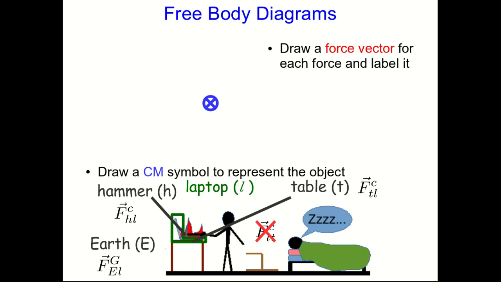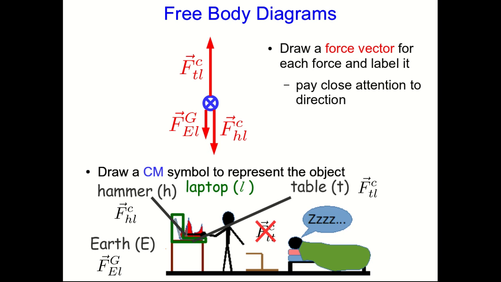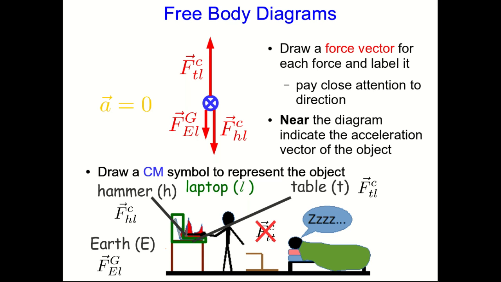Now draw the force vector for each force that you've already identified and label it. Pay close attention to direction. If you know some force is bigger than another, you might as well draw it that way, but now isn't really the time to be worrying about how big these forces are. Just get them pointed in the right direction. And finally, somewhere near the diagram, indicate the direction that you think the object is accelerating. Or if it's not accelerating, then say its acceleration is 0.